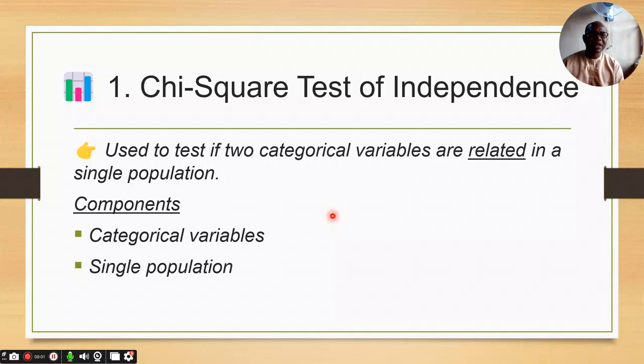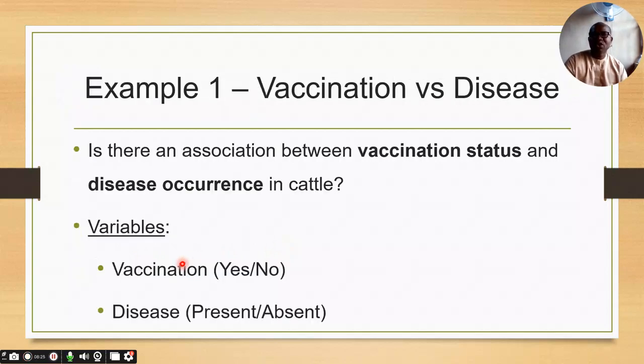Maybe in terms of gender, male and performance, or maybe in terms of disease status and vaccination status. So this is how we apply the test of independence. The components for our chi-square test of independence include the categorical variables we are interested in and the fact that we are dealing with a single population. Now let's have an example of the chi-square test of independence.